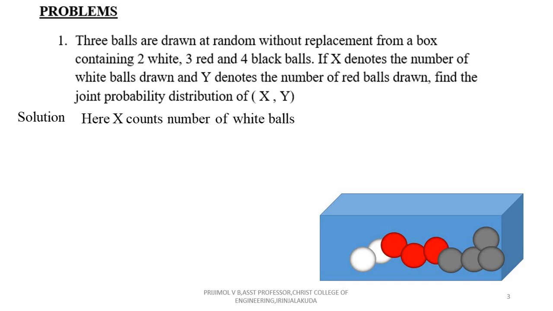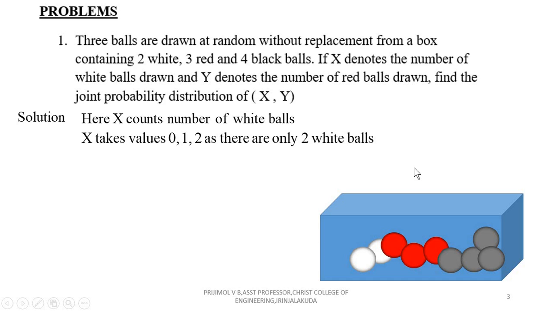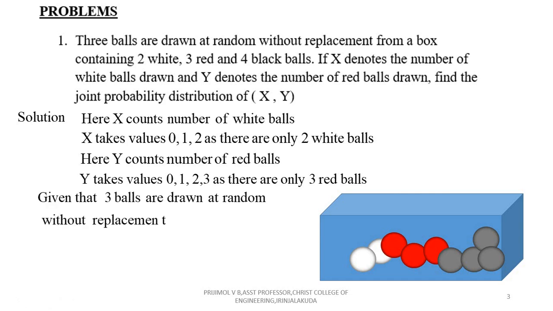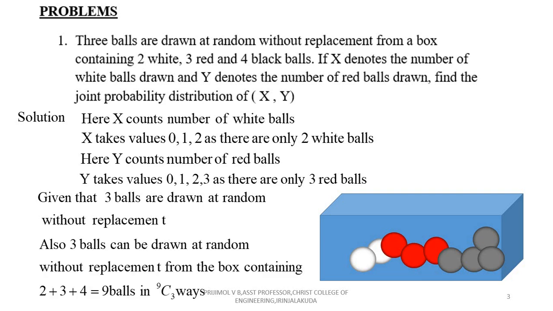Okay, so here X counts the number of white balls. Since we have only 2 white balls, X will take the values 0, 1, 2. Y counts the number of red balls. Since there are only 3 red balls, Y takes the values 0, 1, 2, 3. And given that 3 balls are taken from a box containing 9 balls without replacement, this can be done in 9C3 ways. So we have the total number of ways in which 3 balls are taken at random from 9 balls. Next we are going to find out the probability mass function of X and Y.